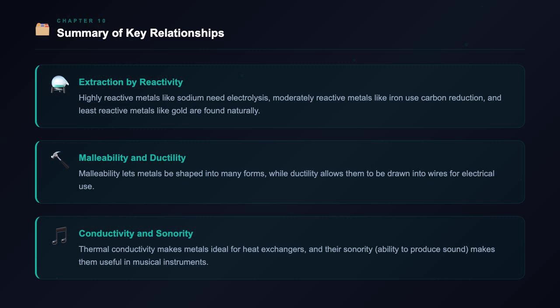Metals have unique properties that make them useful. Malleability allows them to be shaped into various forms. Ductility enables them to be drawn into wires. Thermal conductivity makes them suitable for heat exchangers. Sonority means they can produce sound, making them useful for musical instruments. Resistance to corrosion helps them maintain their appearance, ideal for jewelry and decorative items.